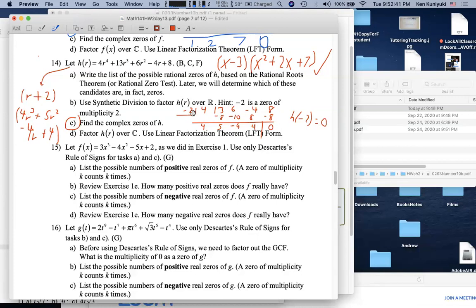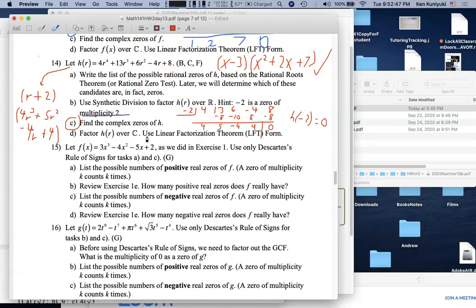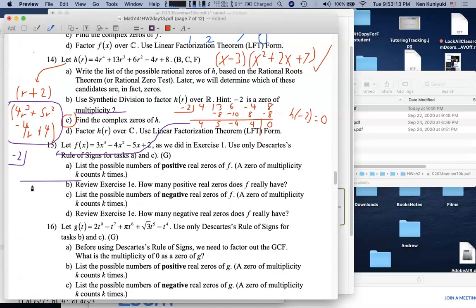And I can understand if you feel frustrated, you're going, oh my gosh, how do I do that? But remember my hint, -2 is a zero of multiplicity 2. So here's the deal. See this third degree guy? What I'm saying is that -2 is going to work again. If you put -2 in the dunk tank, take the coefficients, the 4, 5, and put this as your first row, and you repeat the process.